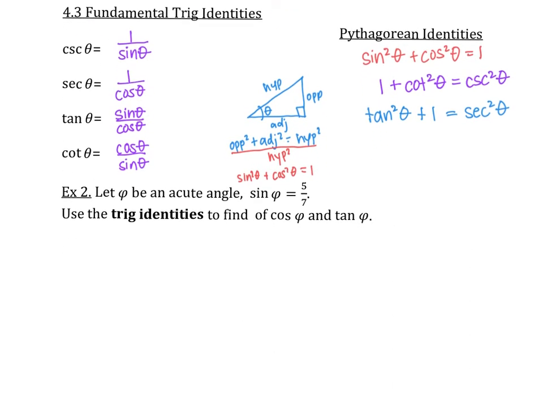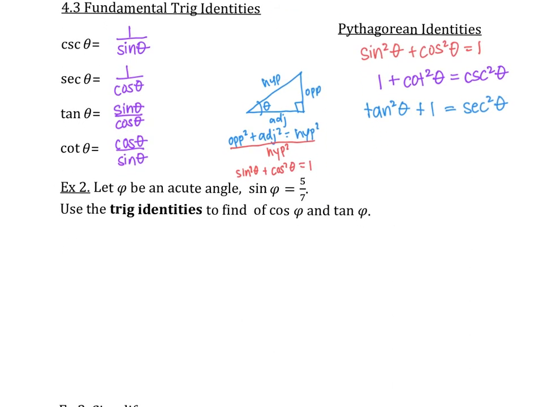For example 2, it says let phi be an acute angle. The sine of phi is 5/7. We're going to use the trig identities to find cosine and tangent. On example 1, we used right triangle trigonometry to find cosine and tangent, so I already know what the answers are going to be. This is just showing you another method that could be used to find the cosine, the tangent, or any other trig identities. It does say let phi be an acute angle. We're not going to worry about that for now, but that's saying it's in quadrant 1. We won't leave quadrant 1 until 4.4.